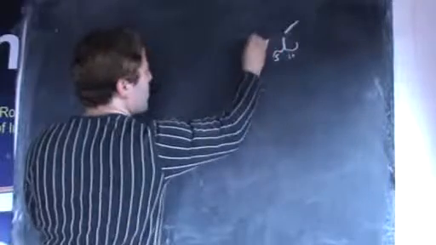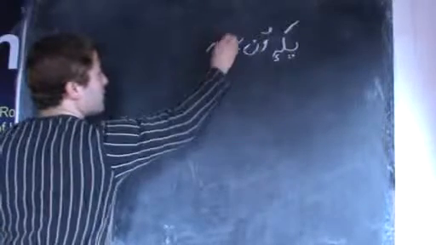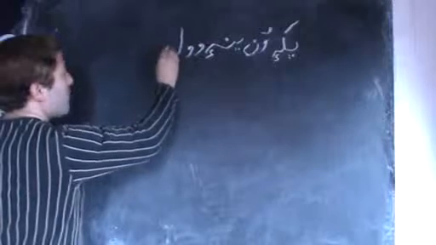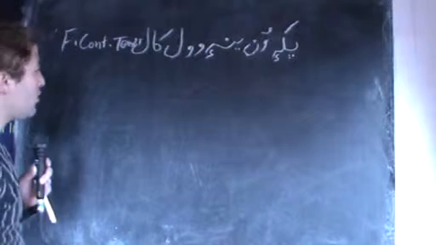Pak won. Yen wall ka. We call this future continuous tense. So, dear students, pak won yen wall ka.